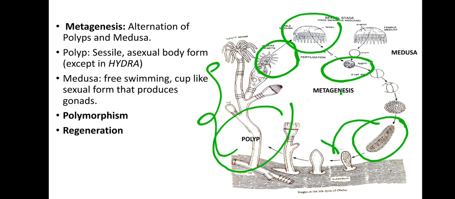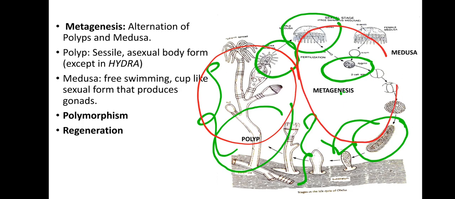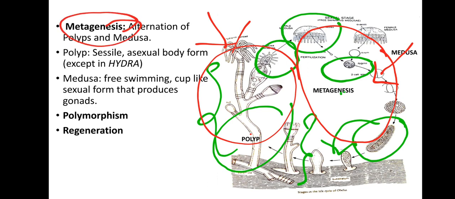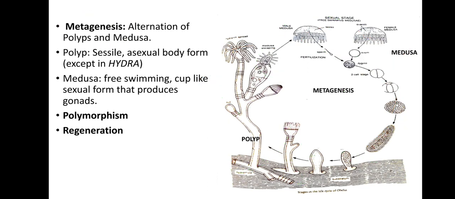This will attach to a substratum after swimming for some time. This will develop into a plant-like, attached body. This is going to reproduce by the asexual method, whereas this is going to reproduce by the sexual method. So once as a polyp, next time as a medusa, two alternative forms, and this is called metagenesis. So, metagenesis is alternation of generation.